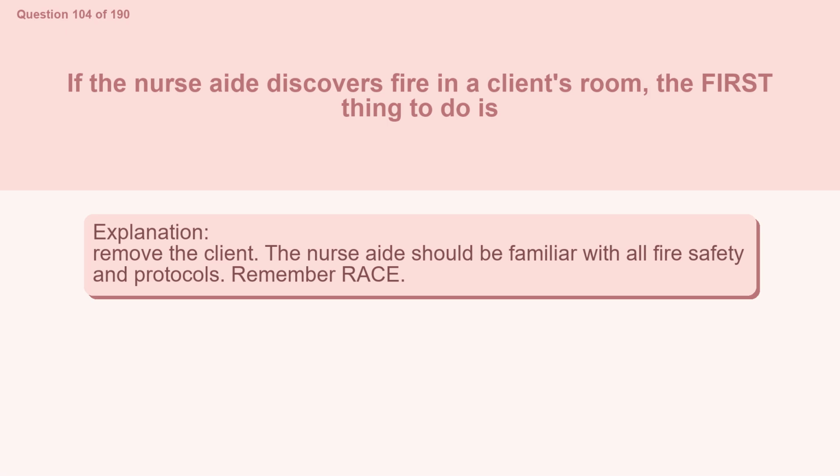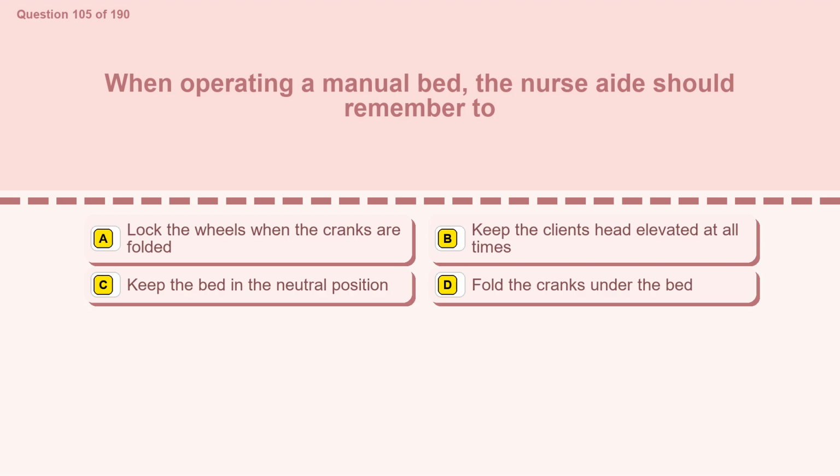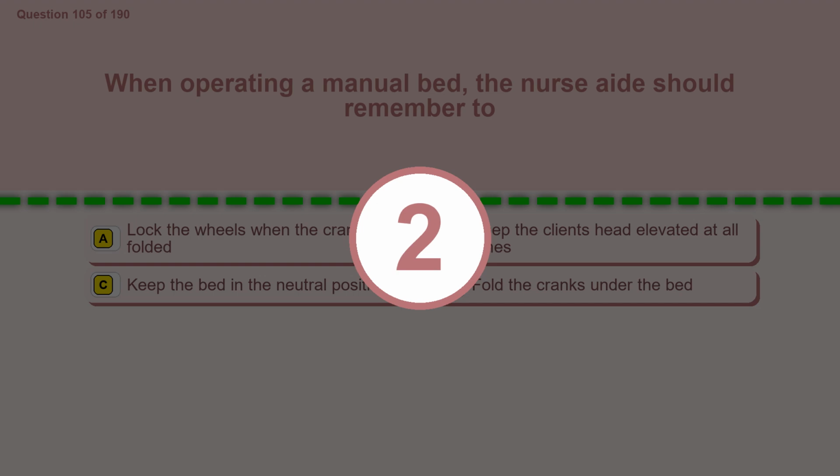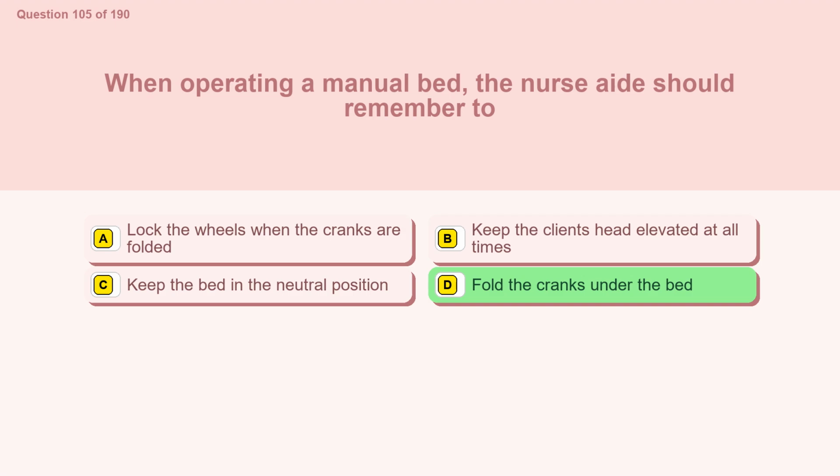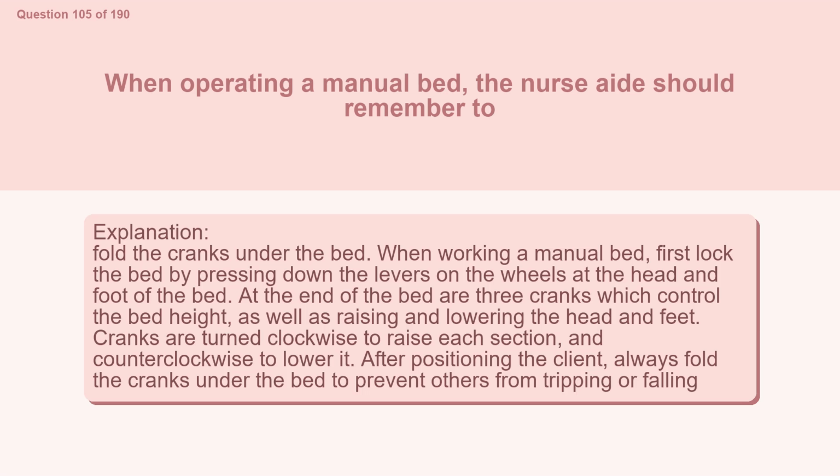Remember RACE. Question 105. When operating a manual bed, the nurse aide should remember to: Option A, lock the wheels when the cranks are folded. Option B, keep the client's head elevated at all times. Option C, keep the bed in the neutral position. Option D, fold the cranks under the bed. The correct answer is option D, fold the cranks under the bed.